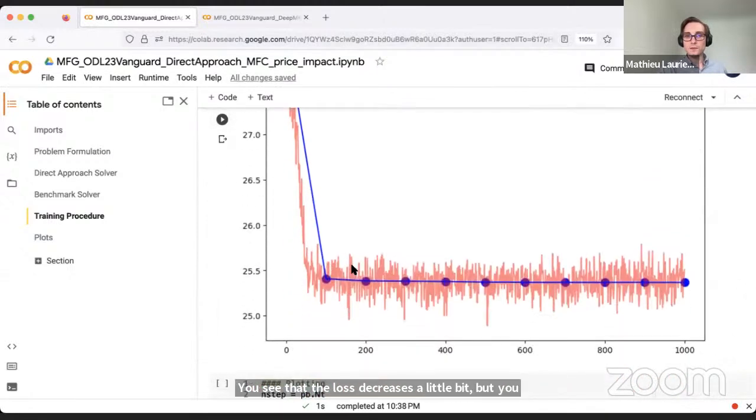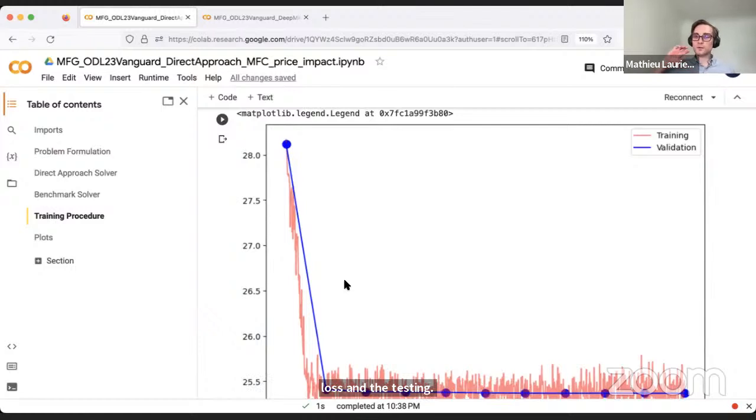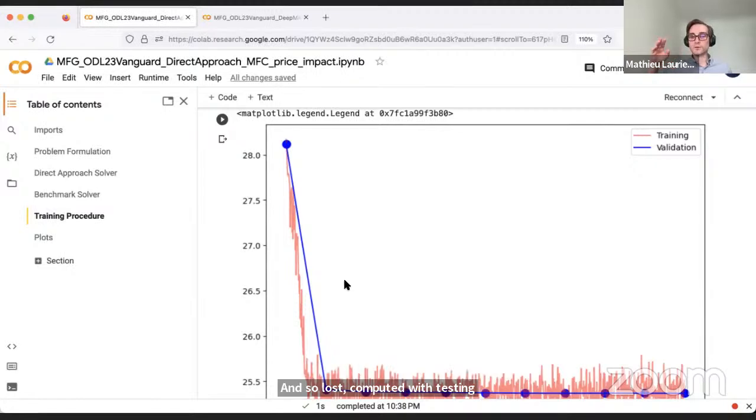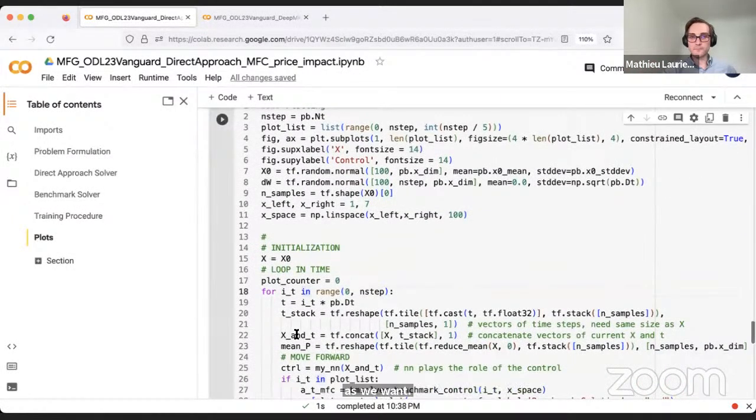In fact, this is a plot of the loss, the training loss and the testing loss. We usually distinguish between the loss computed during the training, using the samples that are used for the gradients, and the loss computed with testing samples, which are not used for the gradient descent. Here, it doesn't make a big difference because we generate samples using Monte Carlo, so training and sampling are not so different. It's not like when you have a finite data set. Here we have an infinite data set, and we can sample as much as we want. But still, it's good to distinguish between training and testing.